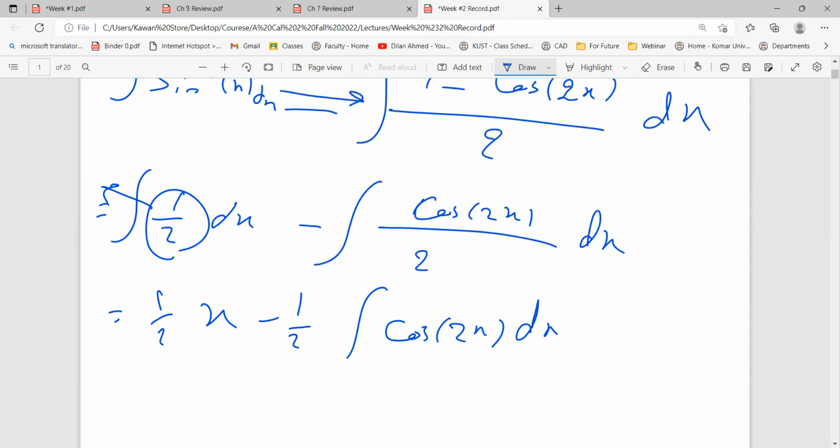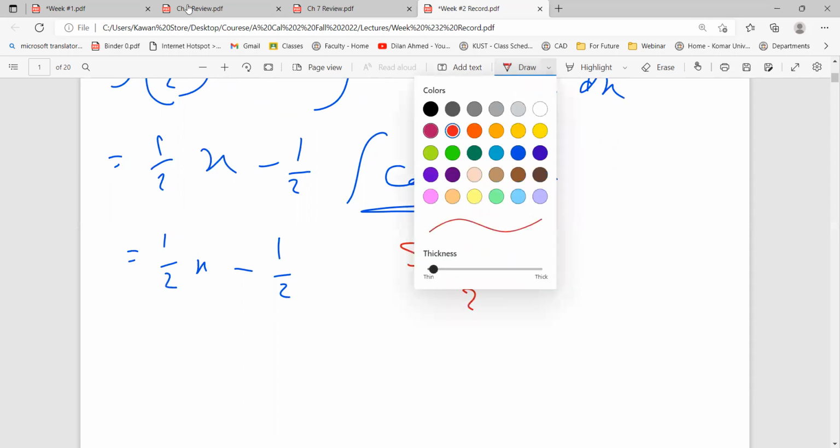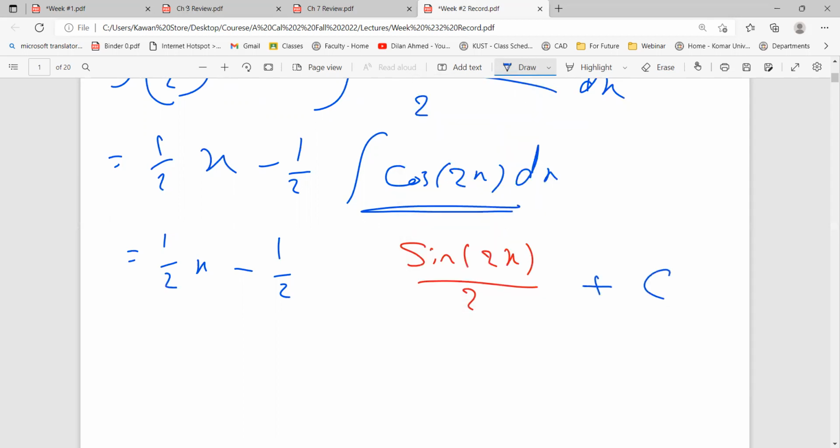I just bring out 1 over 2. Okay or not? Factor, bring it out. So again, we have 1 over 2 x minus 1 over 2. So the result of that one will be what? Yes, we say alpha. Do you remember alpha? Which is equal to cosine changed to sine 2x over 2, plus c. So later you will get 1 over 2 x minus 1 over 4 sine 2x plus c. That will be your answer.